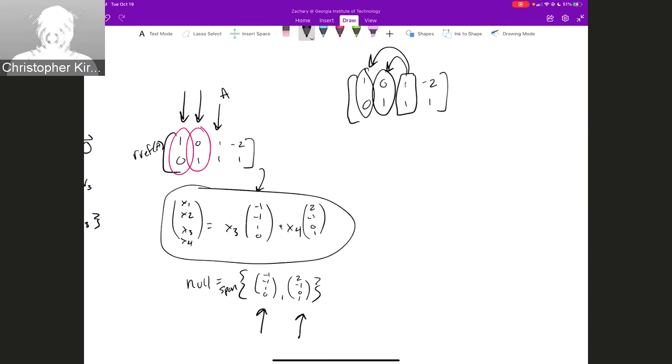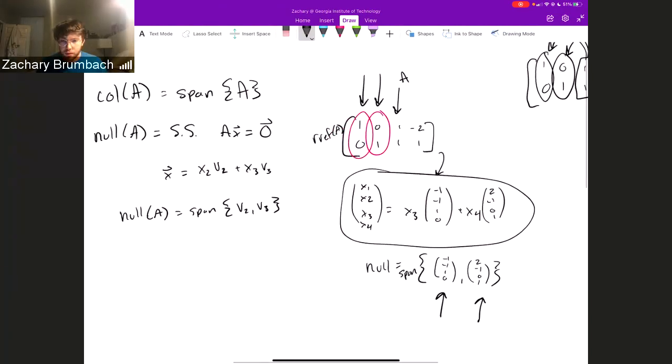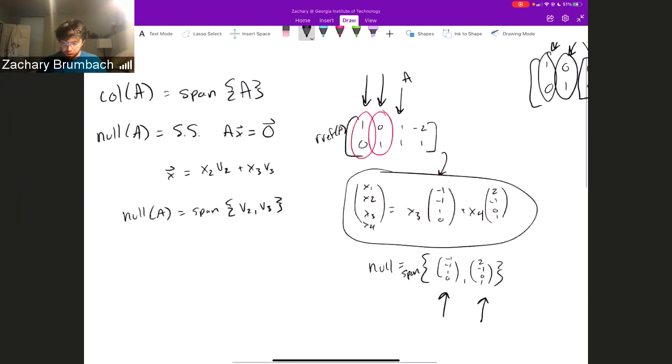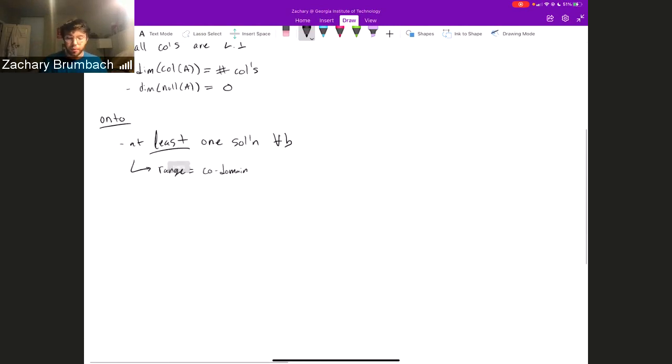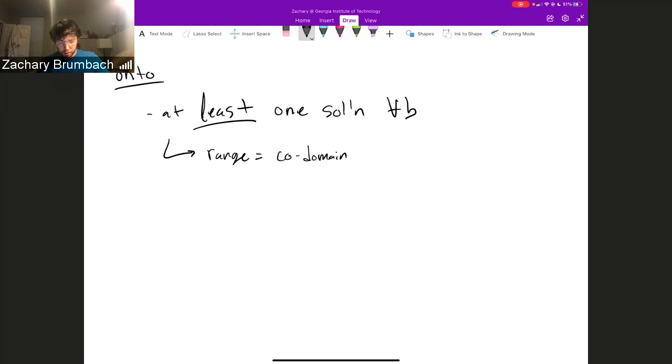Range is the span of the columns and codomain is where the vectors live. That is correct, that's the definition of range. It's the span of the columns, and the codomain is where those vectors live. We'll come back to that. I'm sure there'll be questions about codomain and range and all of that stuff, so I'll define that after this.